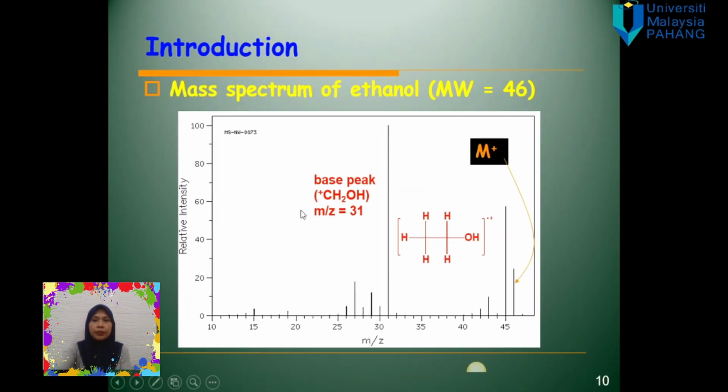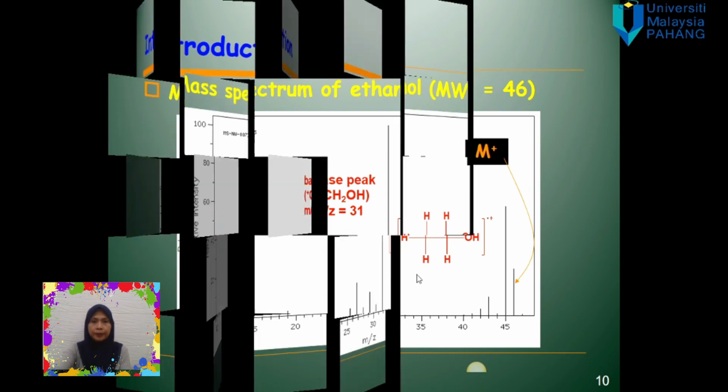After we know the definition of the peaks, where is the molecular weight of ethanol? In this mass spectrum, you can see the molecular weight is the last peak, the highest m/z value, telling us about the molecular weight of ethanol. In this case, the molecular weight of ethanol is 46. This is the base peak, meaning this cation is the most stable cation.